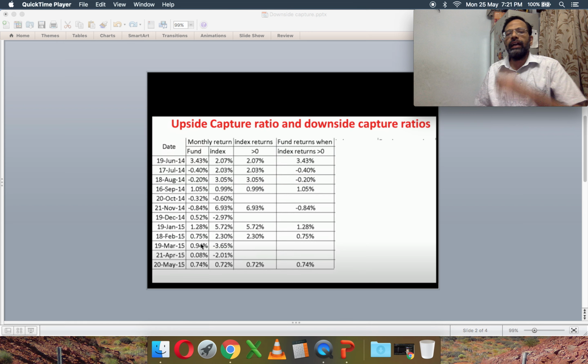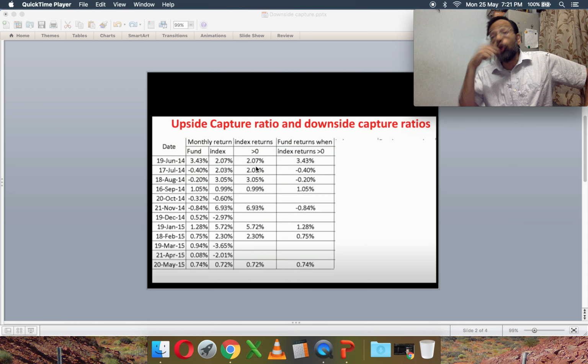Now suppose I take a fund and I take a benchmark and I list the monthly returns over any given period. It can be 1 year, 3 years, however you want. I list the fund's monthly return and the benchmark index monthly return, and then I sort. I list only those months when the benchmark index was greater than 0. Whenever the benchmark index was greater than 0, I have an entry here. Otherwise, if the benchmark index is negative, this is just left blank.